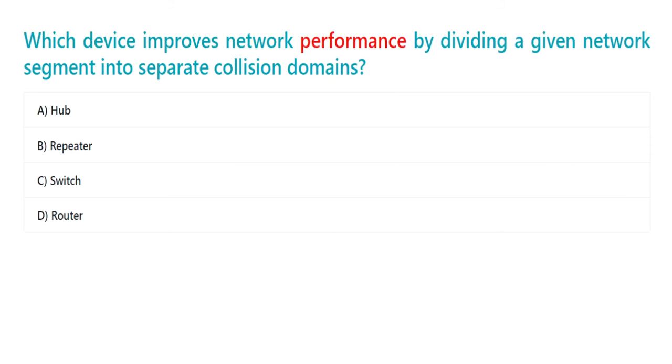Which device improves network performance by dividing a given network segment into separate collision domains? A. Hub. B. Repeater. C. Switch. D. Router.